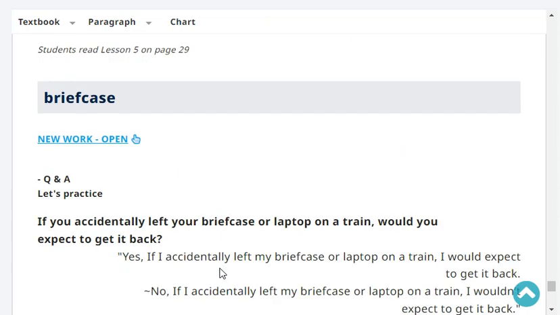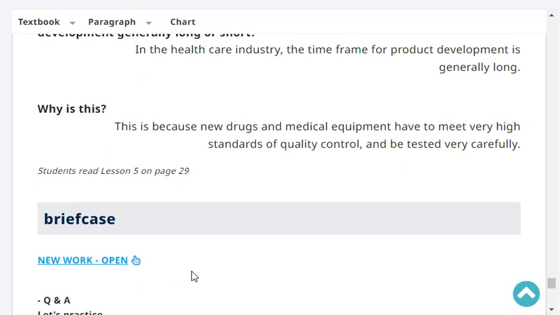Generally long. Why is this? This is because new drugs and new medical equipment have to meet very high standards of quality control and be tested very carefully.